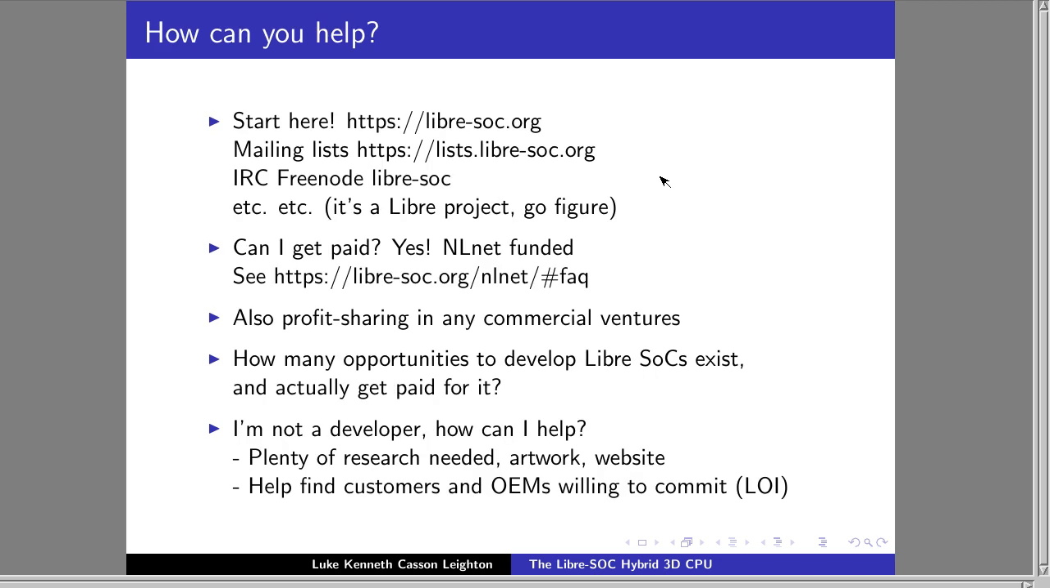How can you help? I mean, this is a FOSDEM talk, so how can you help? You can start with the mailing list, https://libresoc.org. The mailing lists are at list.libresoc.org. We've got a Freenode channel, Libre-SOC, etc. It's a Libre project, go figure.